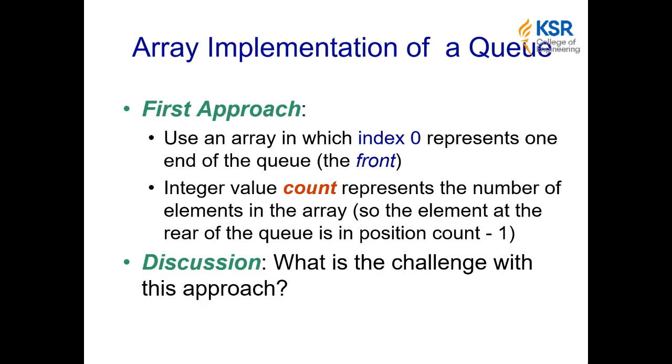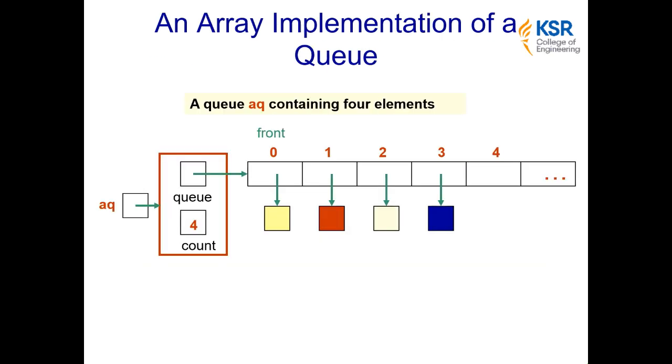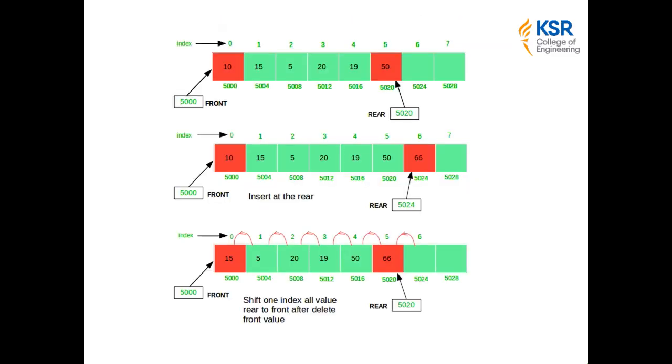Second is the array implementation of a queue. This is an array implementation from 0 to a total count of 4, so 0 to 4, and the queue is named AQ. This is the array implementation of the queue. So this is an example, where the index values will be 0 to 7.